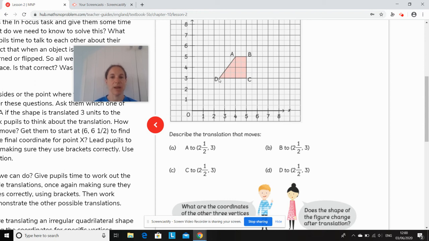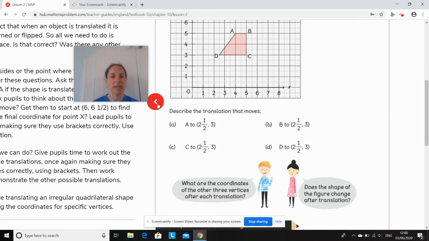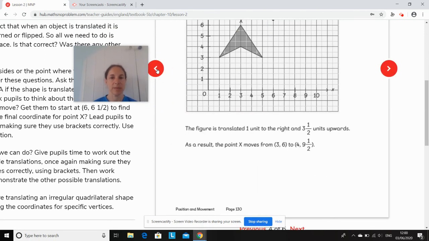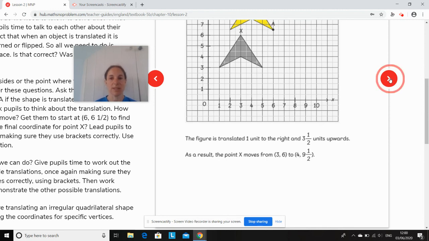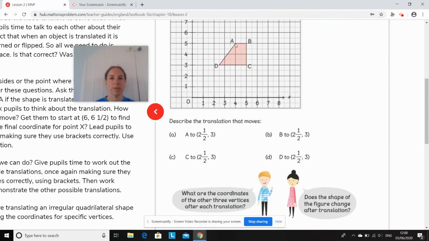So how do we get from A to D? It's gone down 1, 2, and then across 1.5. Oh, going minus. So it's going the other way. So you'll be describing it in the way that they've described it here. Let me do the one that you've got as an example. They described it here, so you can use that as an example and then do the same. You can say it's been translated this many units upwards and this many units across to the right. So you can say that this one was moved 2 units downwards and 1.5 squares to the left.